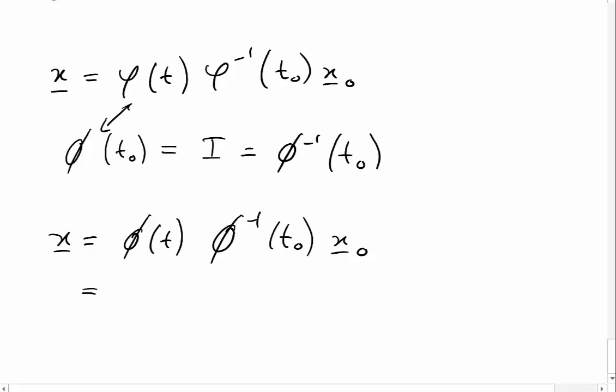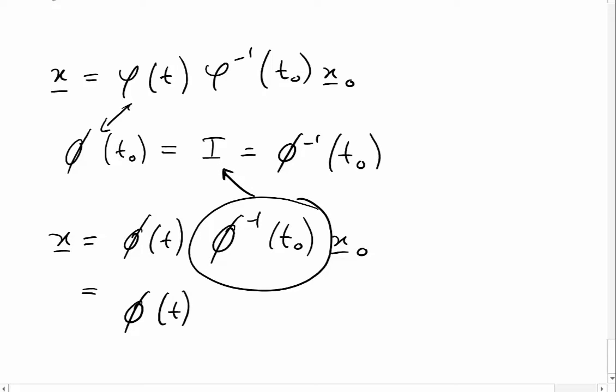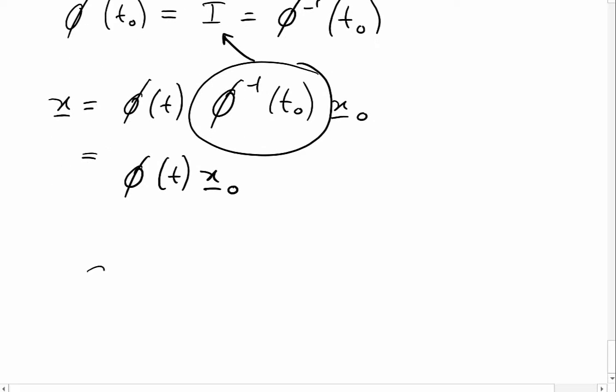So now, if I use this fact that phi evaluated at t0 is just the identity matrix, therefore I end up with phi of t. Well, the identity matrix just corresponds to 1 in the matrix world. Phi of t times x0. Okay, so here's my final solution. I end up with x equals phi evaluated at t times x0. Yeah?